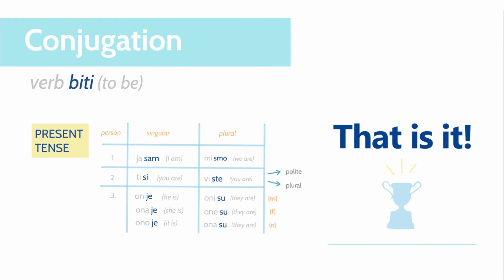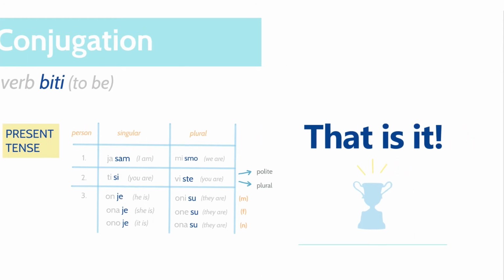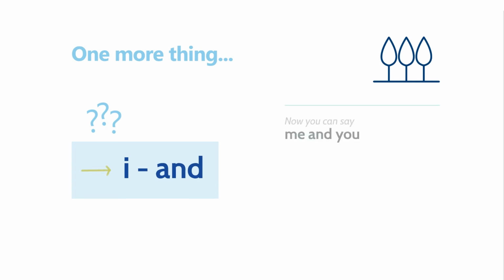But before we conclude the lesson, I want to teach you one more word that will help you out even further. The word is so simple. It's i. Any idea what i means in Serbian? It means and. So now you can say me and you. How do you say it? Ja i ti. Remember, in Serbian, ja means I or me.